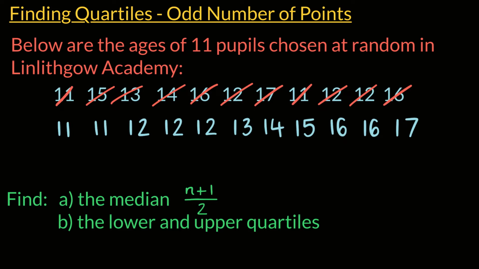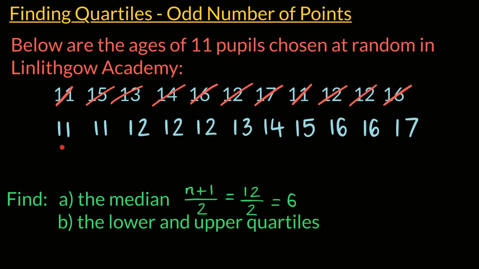N is the number of data points that you have, which is 11. 11 plus 1 is 12. 12 over 2 is 6. Now that doesn't tell us that the median is 6, because if we look at our data set, we don't have the number 6. But what it tells us is that the median is represented by the 6th point if we count from the beginning.